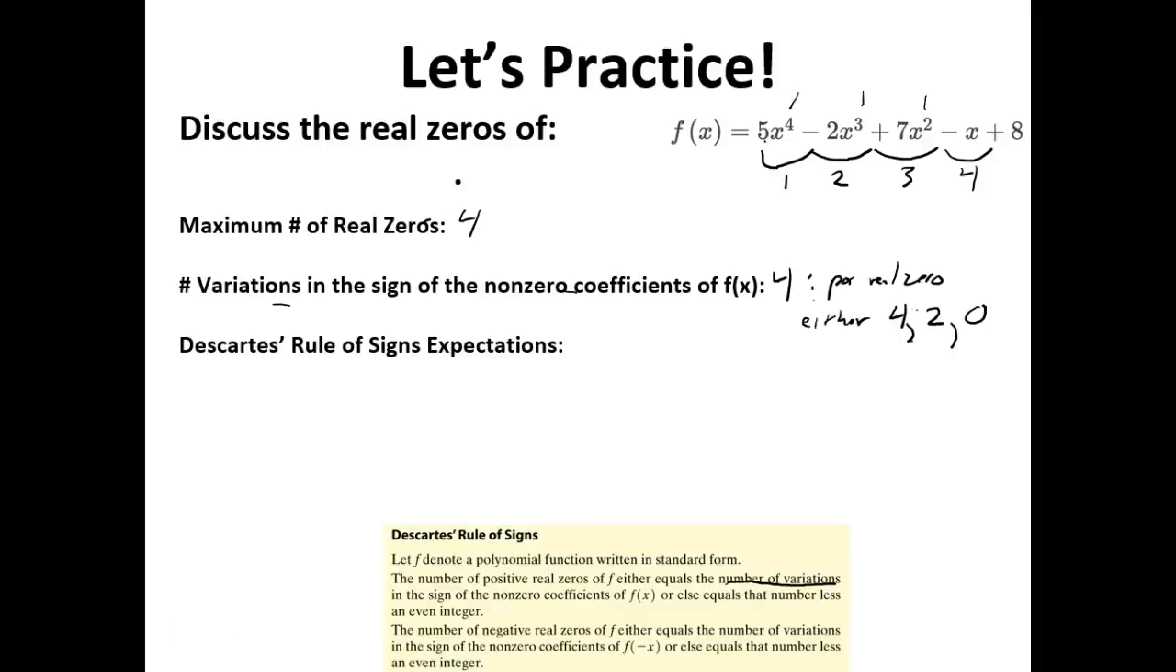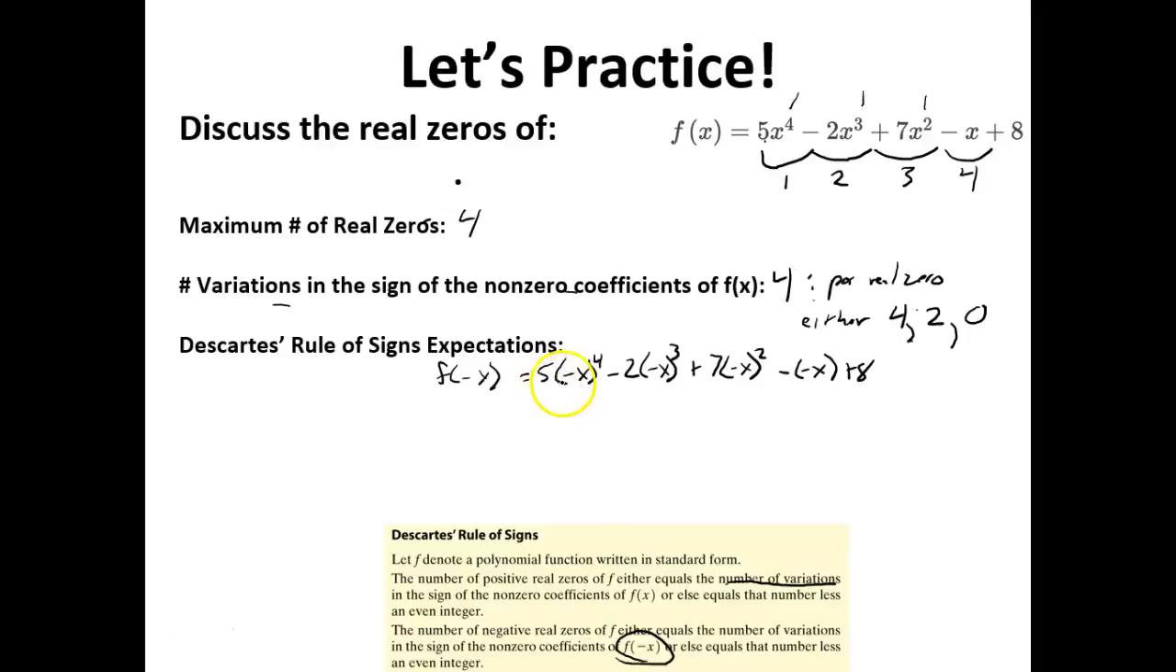For the number of positive real zeros, it's either going to be 4 of them, 2 of them, or none of them. The next thing we have to look at for this Descartes' rule of signs expectation is f of negative x. So if we find f of negative x, we would have 5 times negative x to the fourth minus 2 times negative x to the third plus 7 times negative x squared minus a negative x plus 8.